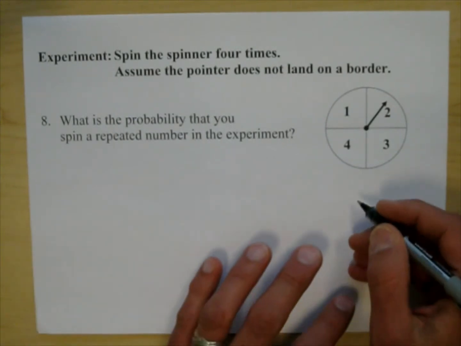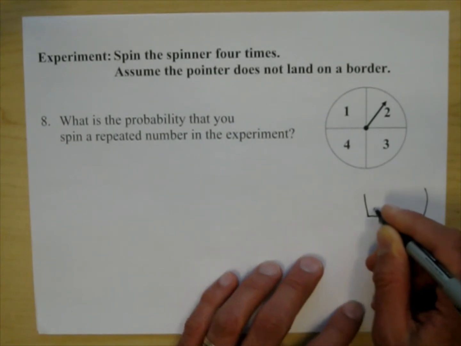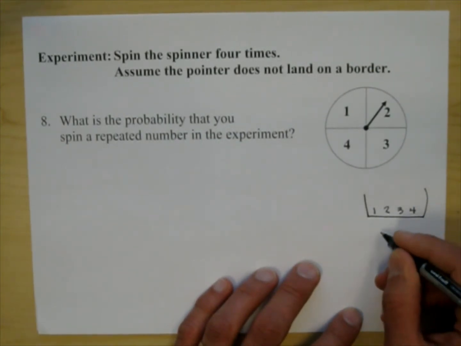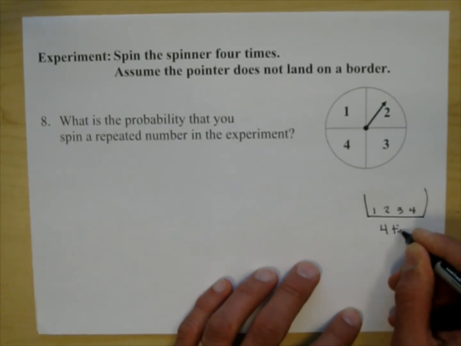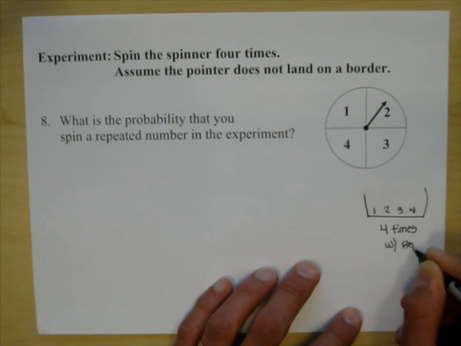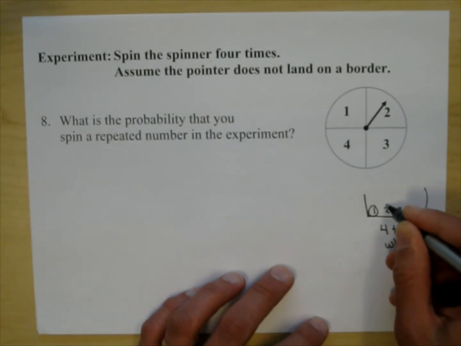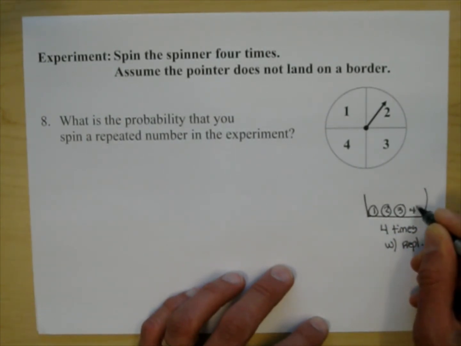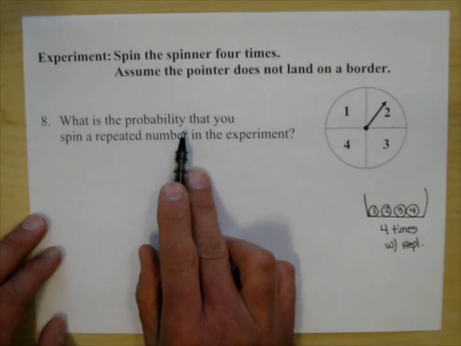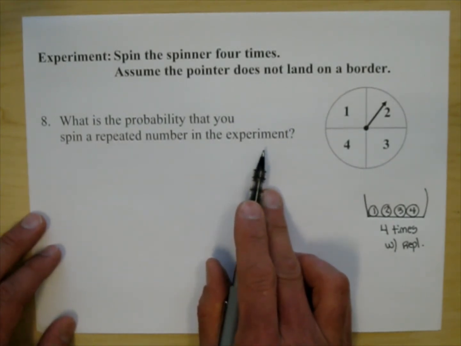So if you like marbles in a box, the marbles are 1, 2, 3, 4. You would pull from this box 4 times, and this would be with replacement. That's if you liked the box. Let me make these look like marbles here. Okay, what is the probability that you spin a repeated number in the experiment?